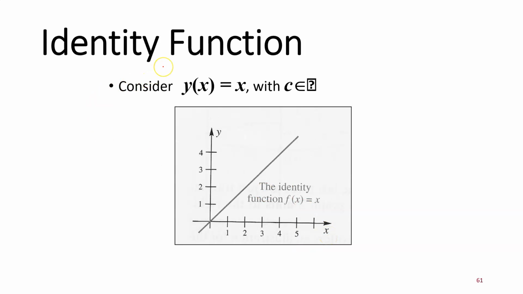Okay, then you have the identity function. So what does it mean by identity? Function maksud dia sama. Identity means you will get the same back. X and Y, you will get the same. Okay, y of x equal to x. Y of x means your Y axis. This one is your Y axis.